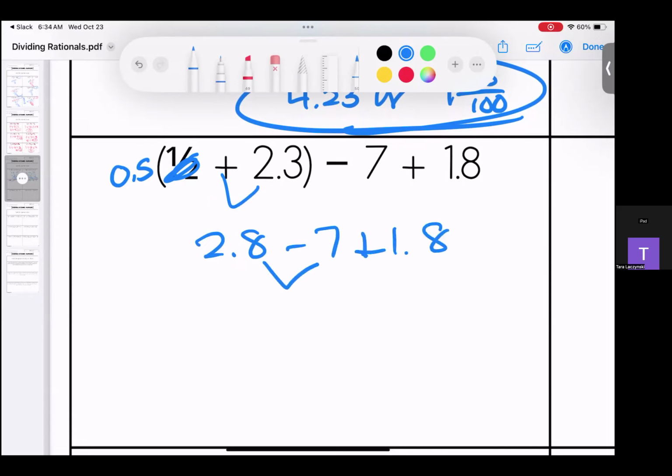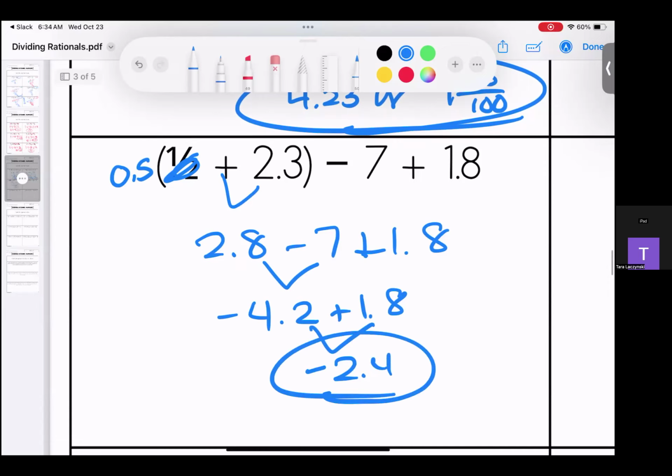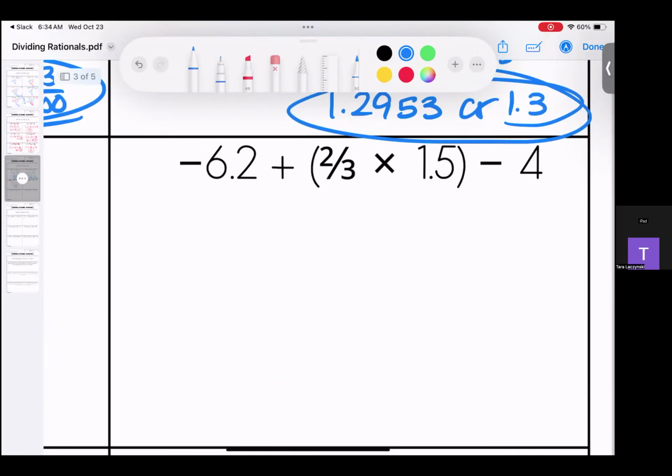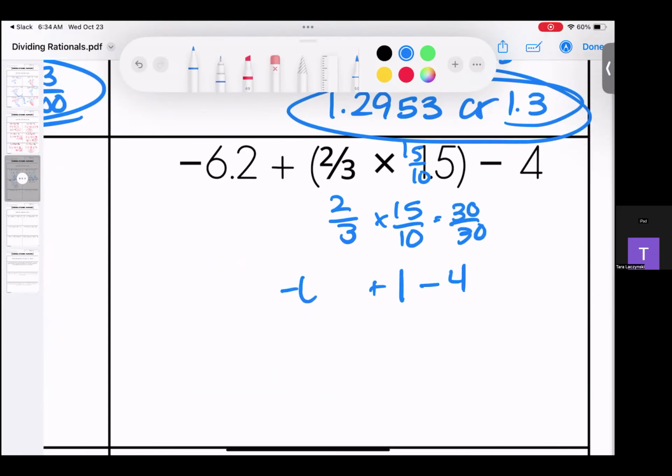When I subtract these, I get negative 4.2. And when I subtract these again, because of opposite signs, negative 2 and 4/10. All right, let's make this a fraction. So 1 and 5/10 becomes 15/10. When I multiply that, that becomes 30/30, which is whole number 1. All that work for just a 1, but 'tis true.